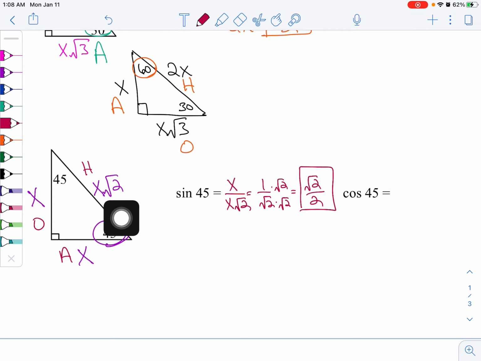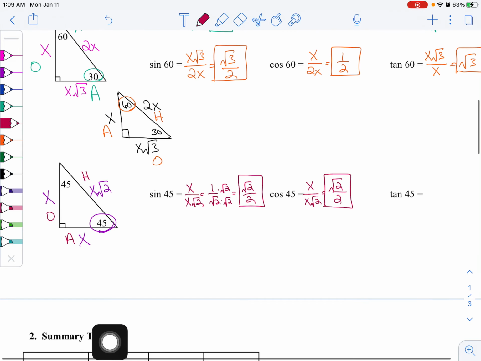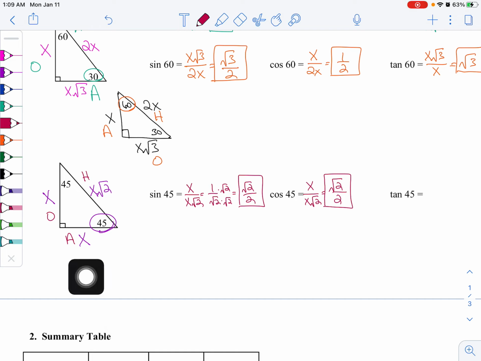Now, if we do the cosine of this 45-degree angle, the adjacent is x, and the hypotenuse is x root 2, which should look distinctly familiar because it's the exact same thing we had in this last one. So yes, you could show me this step. I'm going to be a little lazy and just say, I know this turns into root 2 over 2. All right. So the sine of 45 degrees and the cosine of 45 degrees are identical because the opposite and the adjacent are identical. So that makes sense.